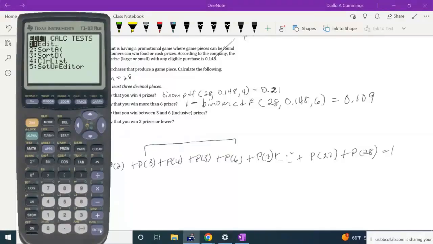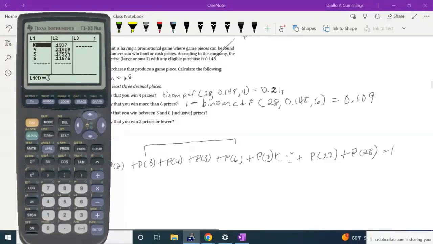So if I go back to the list, this is the probability for 3. This is the probability for 4. And we had found that early, right? That's 0.21. That's the probability for 5. That's the probability for 6. And then I could add up all of these values in L2.